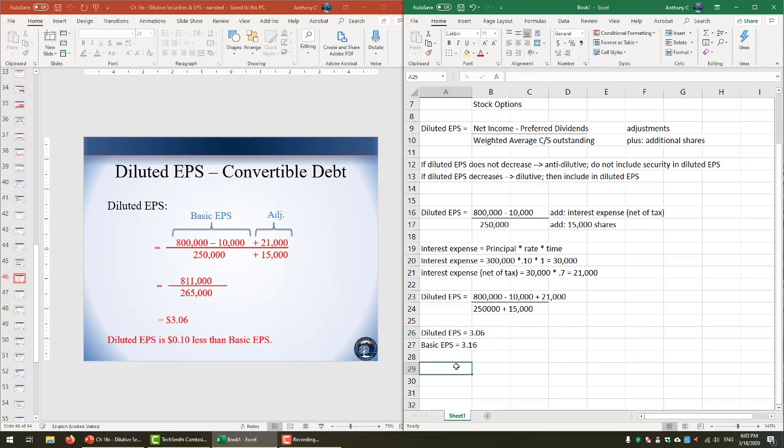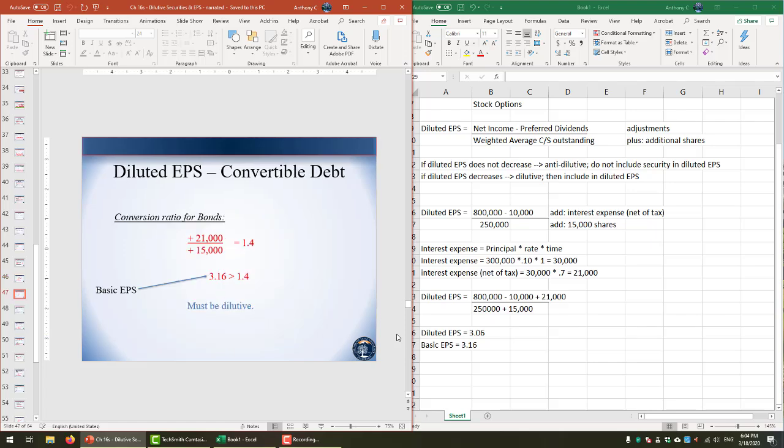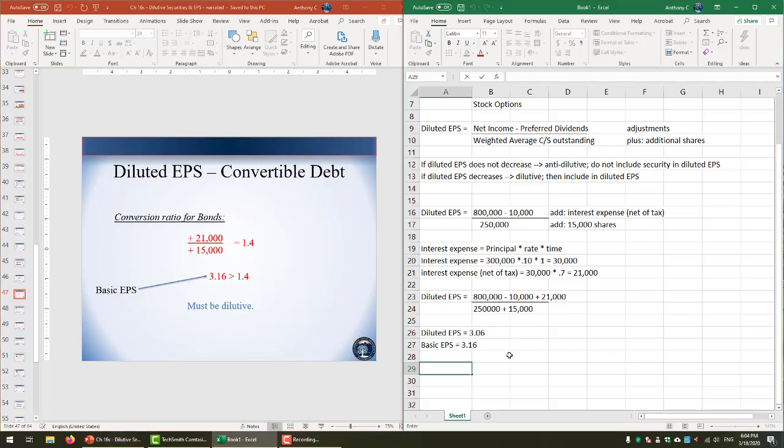If, however, we recalculated diluted EPS and it increases from 3.16, then it's anti-dilutive and we're not going to report this convertible debt in diluted EPS. Now, a quicker way to determine whether any dilutive security is dilutive or not is to look at the ratio of the adjustments we're making. In this case, we added $21,000 of interest expense back to the numerator. And in the denominator, we added 15,000 for the additional shares.